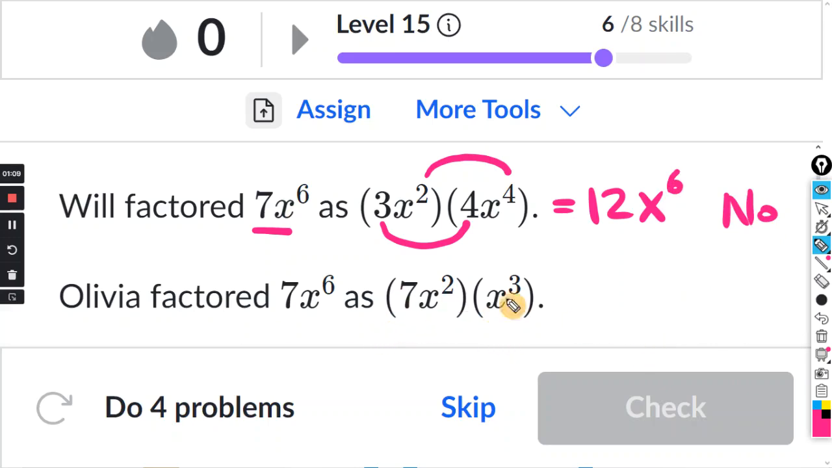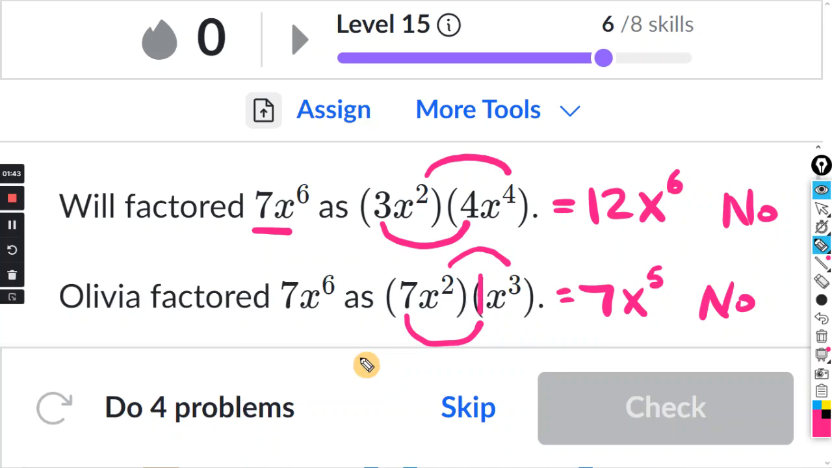All right, so let's check Olivia's work. There's no coefficient here. You can imagine that there's a 1 right here, or you can write it in if you like. Multiply numbers and variables separately. 7 times 1 is 7. And for the x's, when they are multiplied, you add the exponents. x squared times x to the 3rd is x to the 5th. So this one is not correct either. All right, so neither of these are correct.